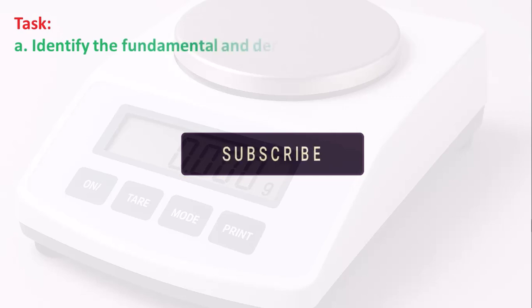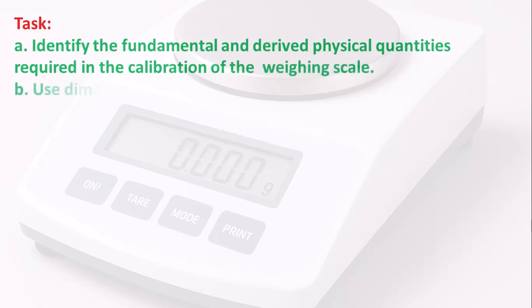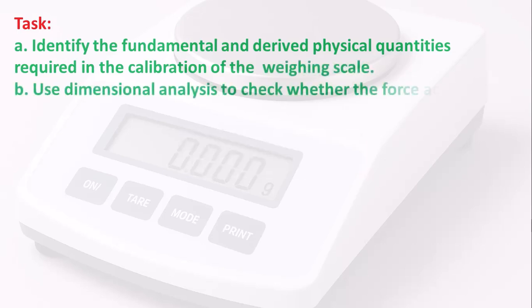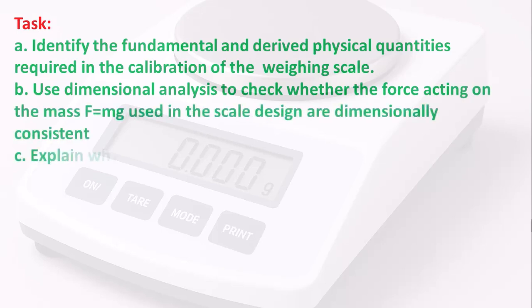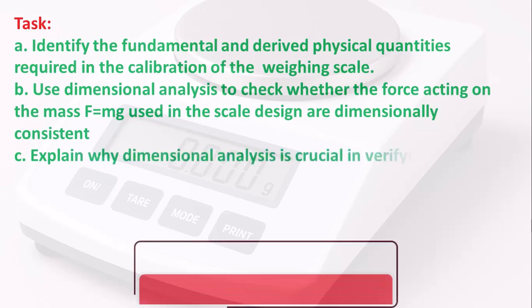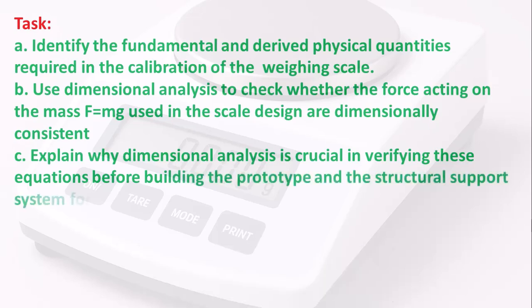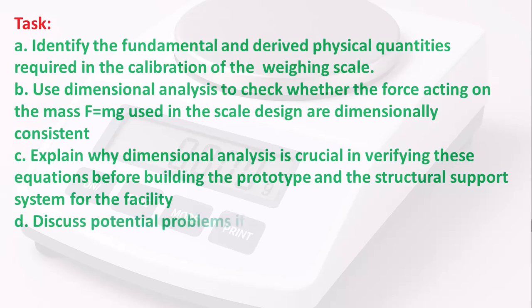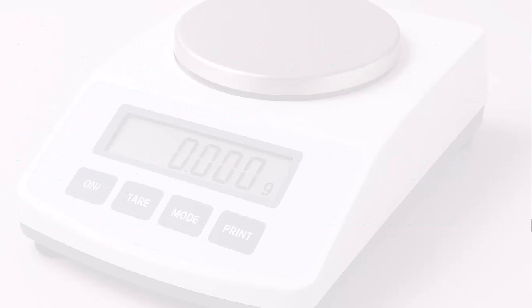Task A. Identify the fundamental and derived physical quantities required in the calibration of the weighing scale. Use dimensional analysis to check whether the force acting on the mass, F equals mg, used in the scale design are dimensionally consistent. Explain why dimensional analysis is crucial in verifying these equations before building the prototype and the structural support system for the facility. Discuss potential problems if an incorrect formula is used and how to resolve them.